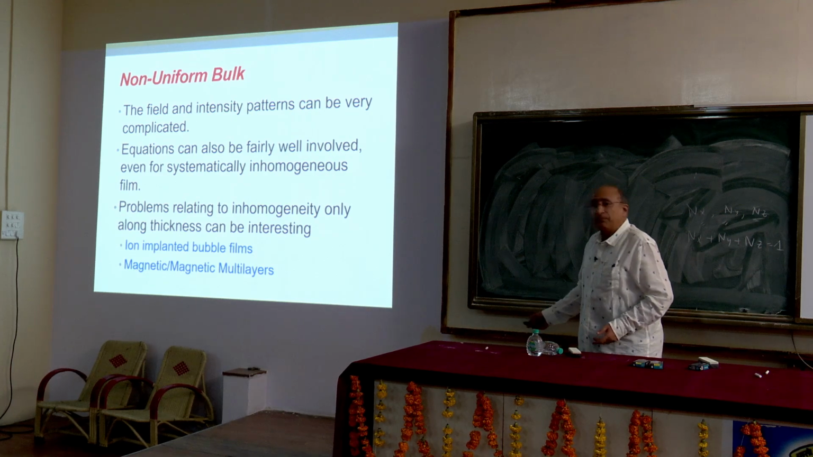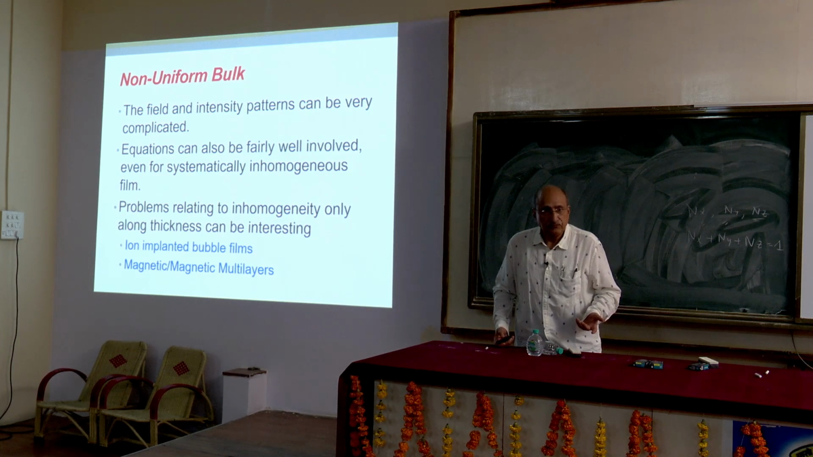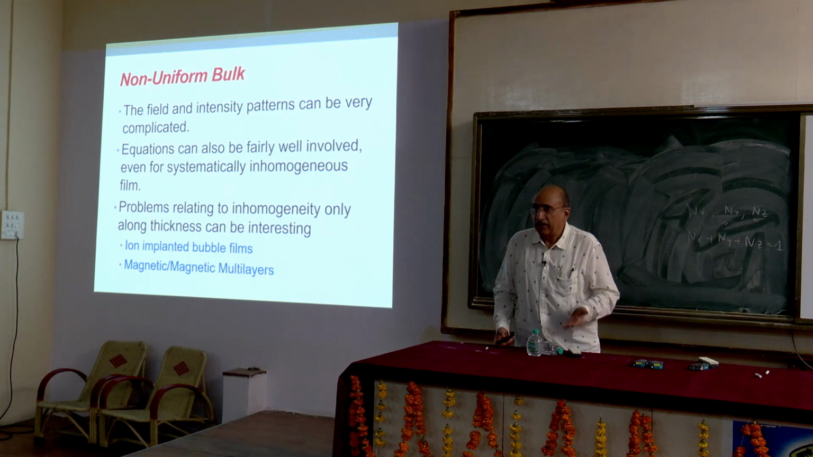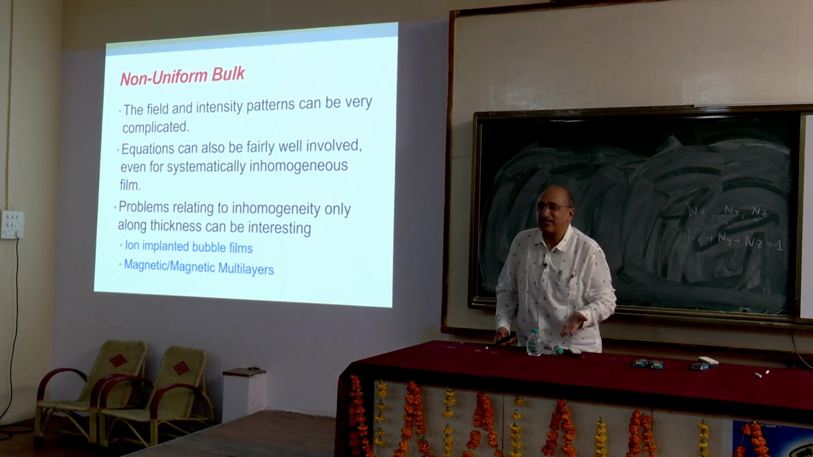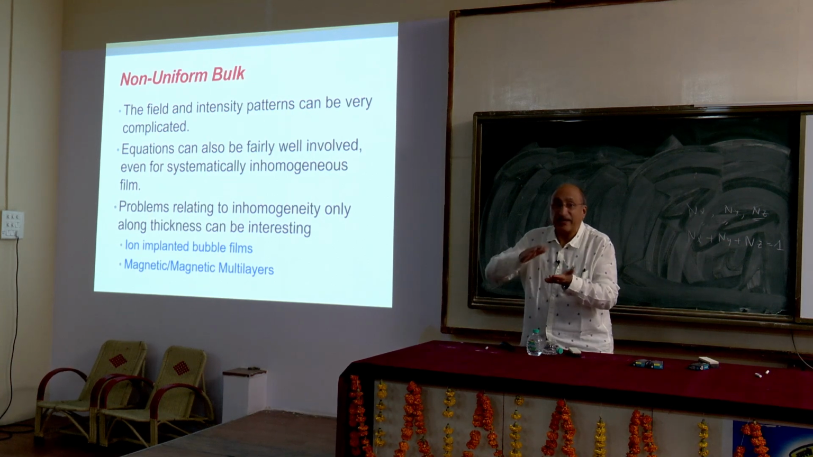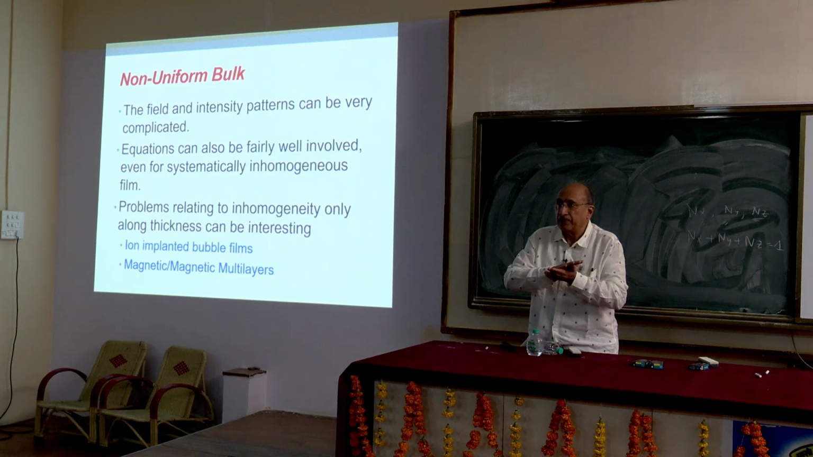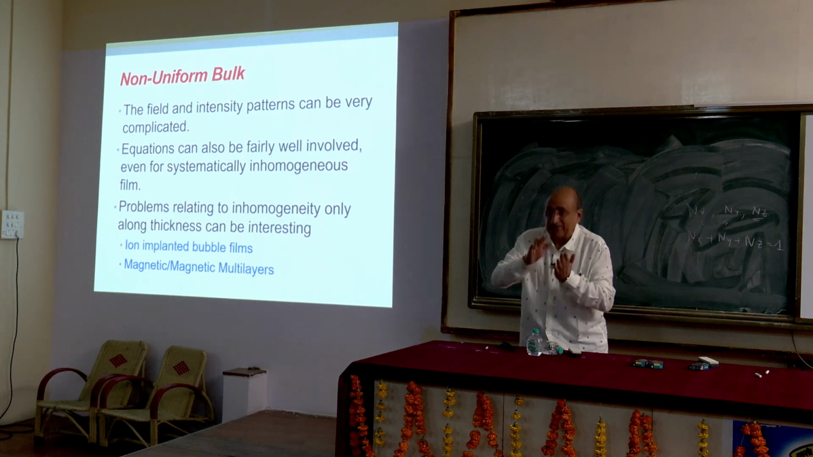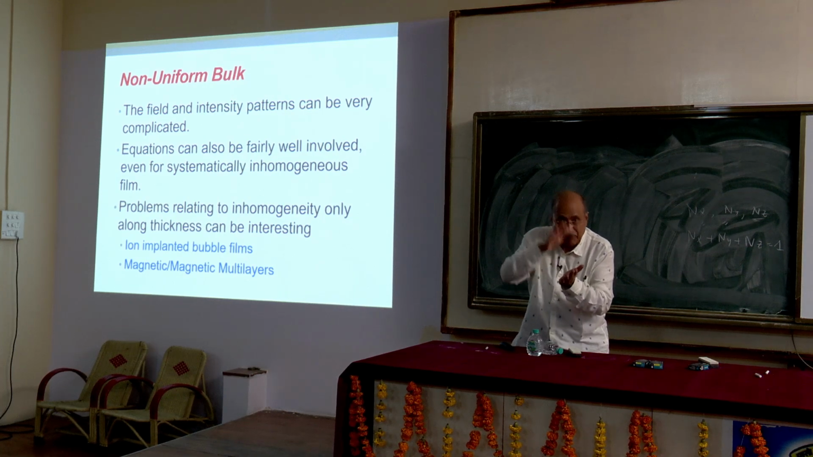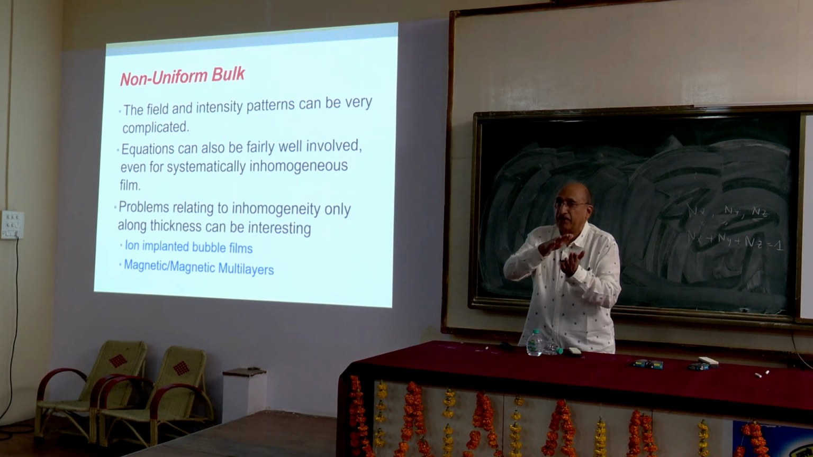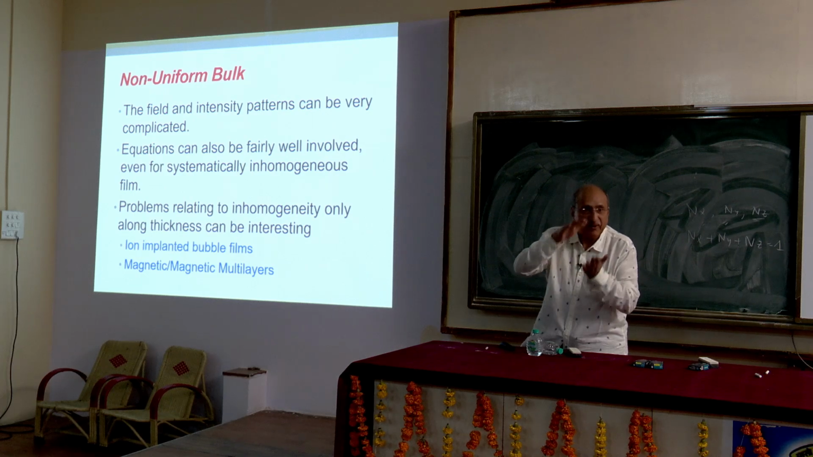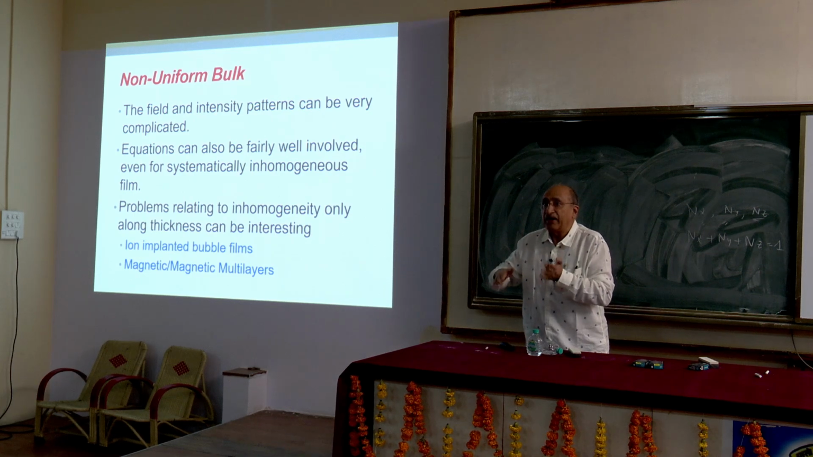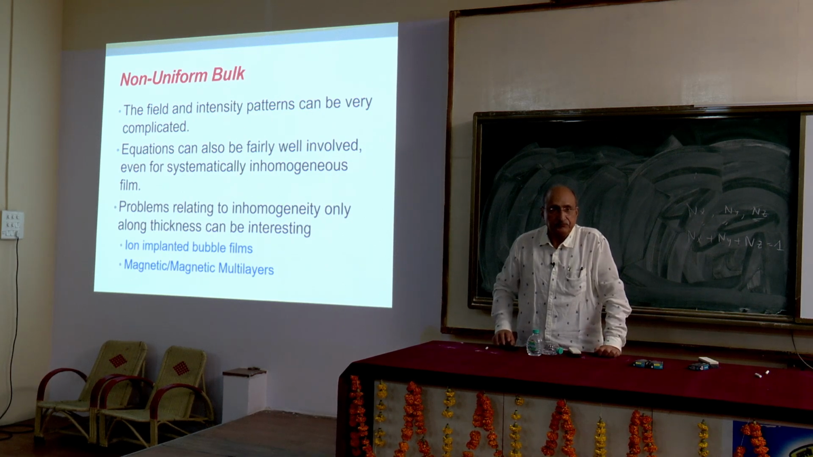And now magnetic multilayers. These are also what I call systematically inhomogeneous. Inhomogeneities are created systematically. They are not accidentally inhomogeneous, that's a different thing; those are random inhomogeneities. I have made the film inhomogeneous purposely. When I am creating a multilayer, purposefully I have made material A, material B. The property of material A is different from material B. When I have implanted, it's purposely that I have implanted them.